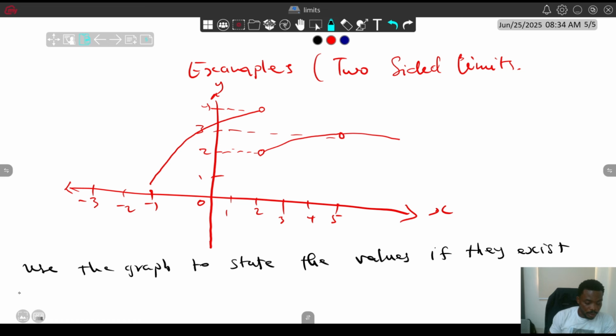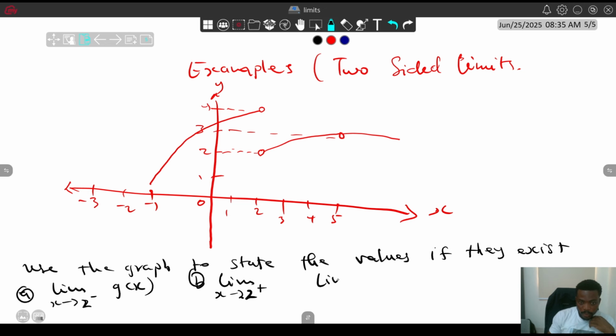Okay, so we have A, the limit as x approaches 2 from the left of g of x, B, the limit as x approaches 2 from the right, and then C, the limit as x approaches 2.